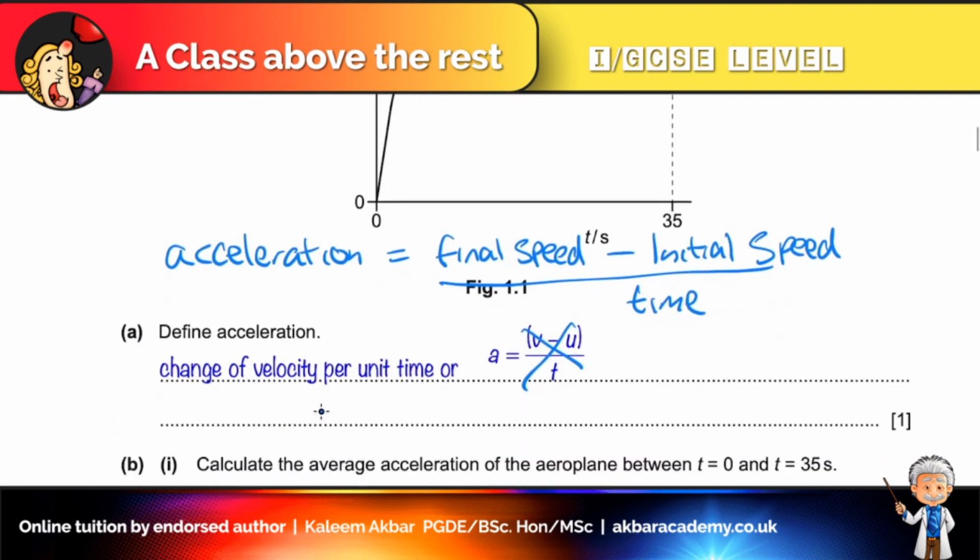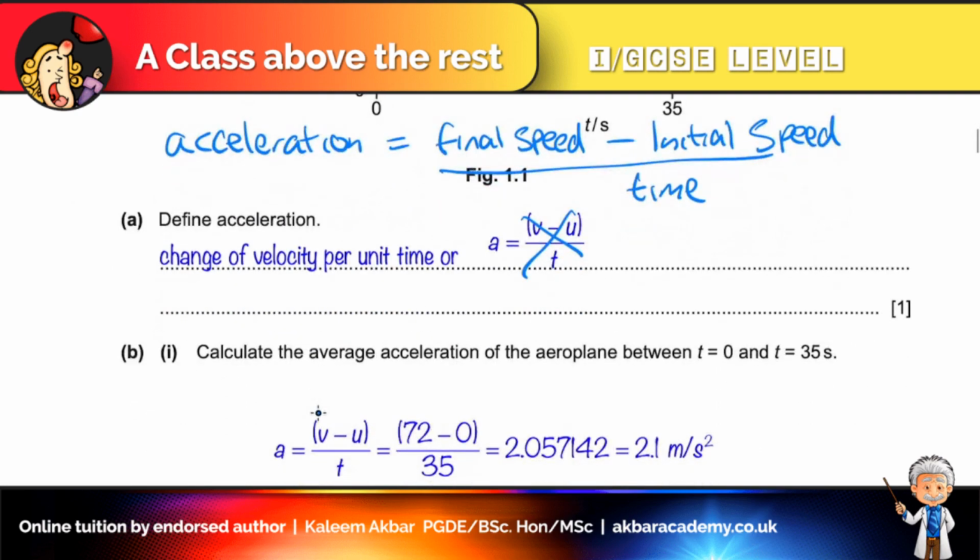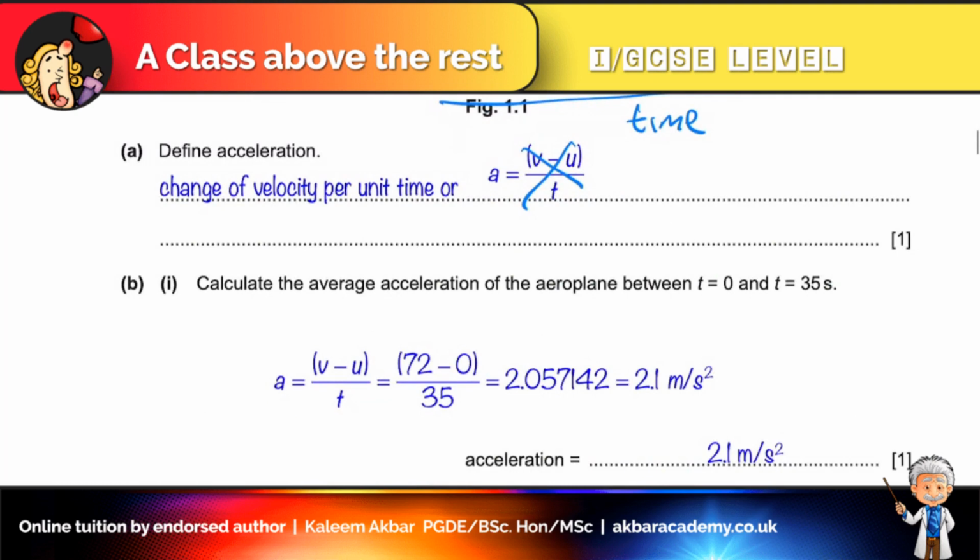Part B, calculate the average acceleration of the aeroplane between time t equals 0 and 35 seconds. Notice it's only worth one mark, which I think is rather harsh because many students forget the squared when it comes to meters per second squared for acceleration. Remember, the gradient of a speed time graph is acceleration.